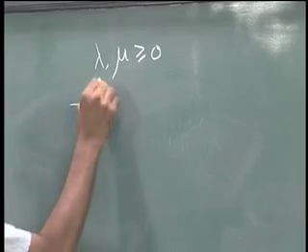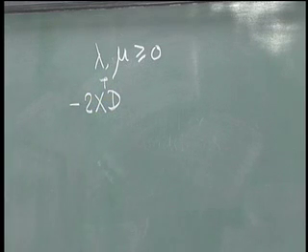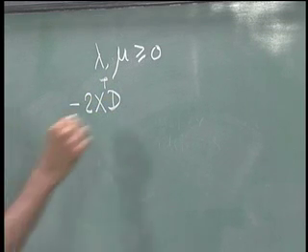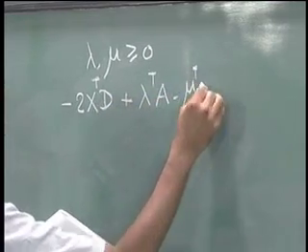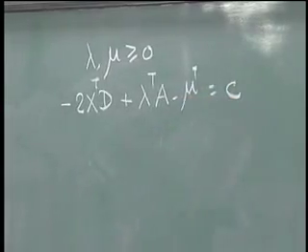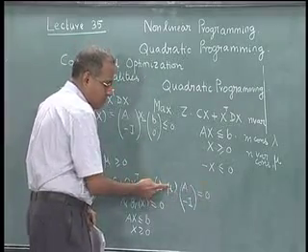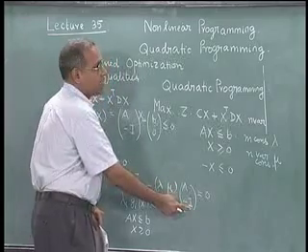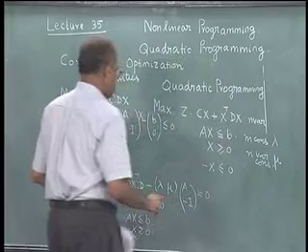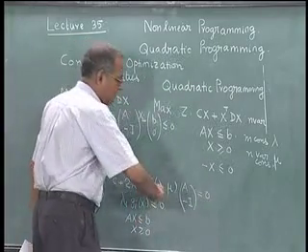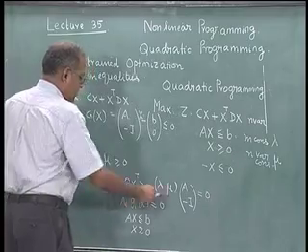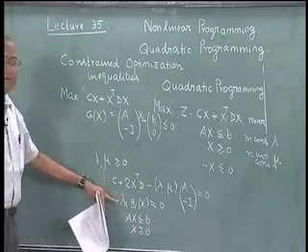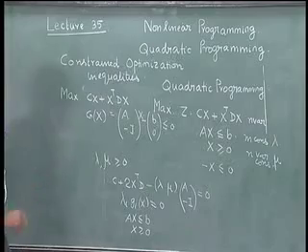minus 2x transpose d plus lambda transpose a minus mu transpose is equal to c. Now, this lambda a goes on this side, mu minus mu into minus I would give you a plus here, and when this goes to the other side you get a minus. So, this equation is written that way. Now, this one lambda I gi of x equal to 0 is now written like this.